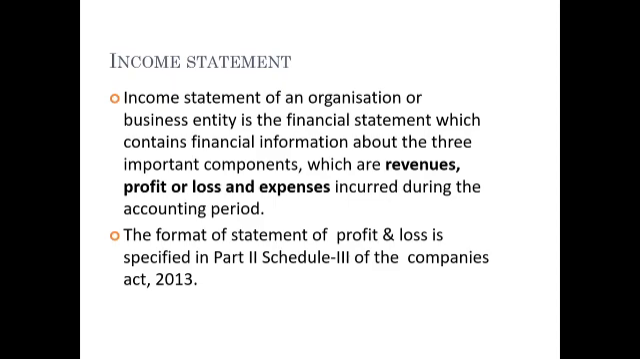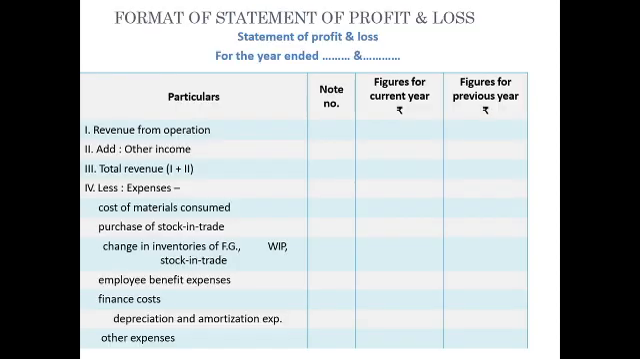So we'll prepare the trading account and profit and loss account actually. Based on that, the income statement will be prepared. The format of the statement of profit and loss is specified in Part 2, Schedule 3 of the Companies Act of 2013. So this is the specimen, or the pro forma, of the statement of profit and loss. Usually we'll start with the revenue from operations. It's like sales. Next we will add the other income. So we will get the total revenue, less all expenses.